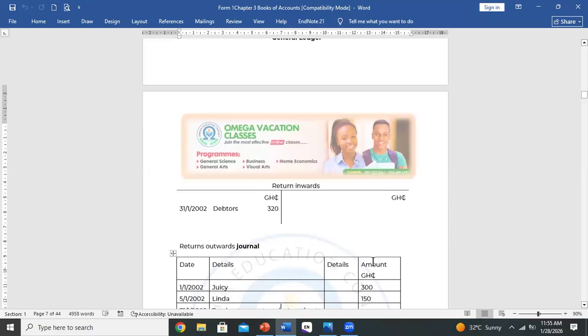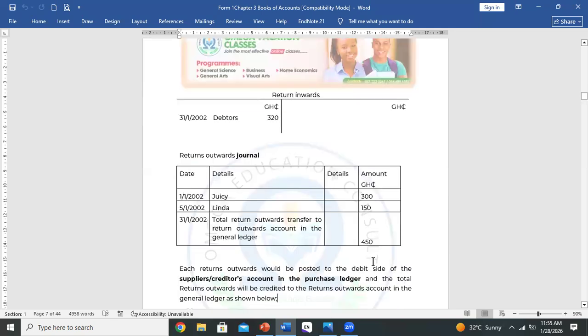And I think you apply the same principles when you are posting from the return outwards. The individual suppliers will go into the purchases ledger, right? Return outwards, what do you do to the account? You debit them. Then the total will again go to the general ledger.